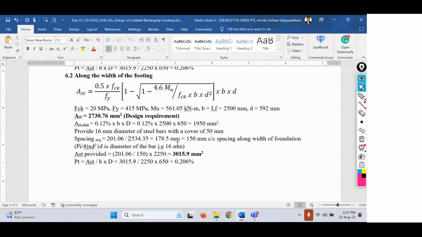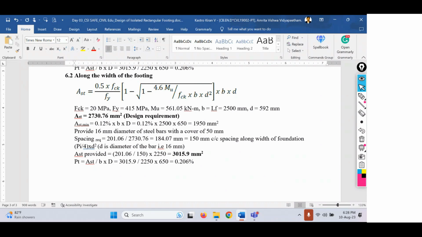Just give me a second, I just have to calculate. So AST is, yeah, I have made it, which is 2730.76. Okay, 2730.76. That is the design requirement. That value will become somewhere around 184.07. Let me just calculate that. 184.07 mm. So we are going to round it off to the nearest 20 or 25 mm.